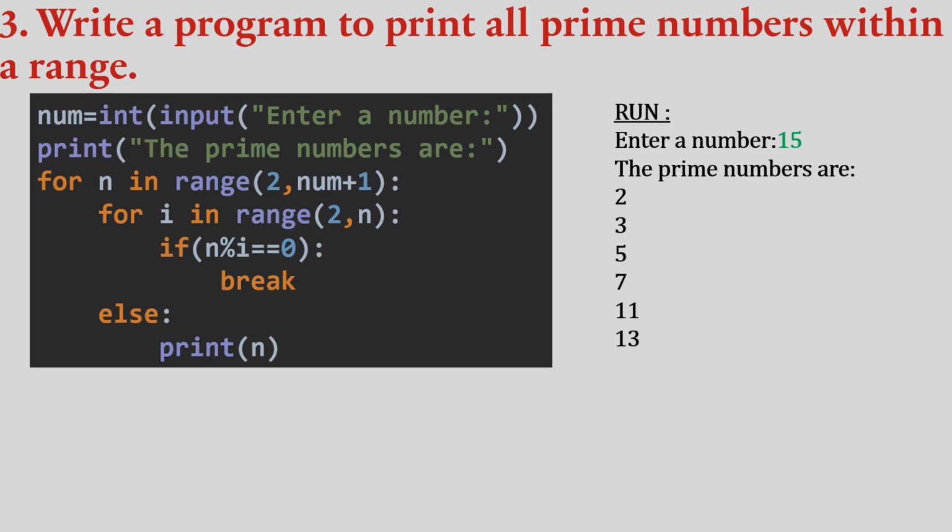So once you run the program, it will ask you to give a range. So the range is, like, 15. It will check all the numbers from 1 to 15 and check what are the prime numbers present in between. So it will print the prime numbers are 2, 3, 5, 7, 11, and 13.